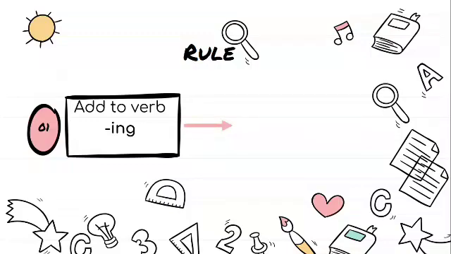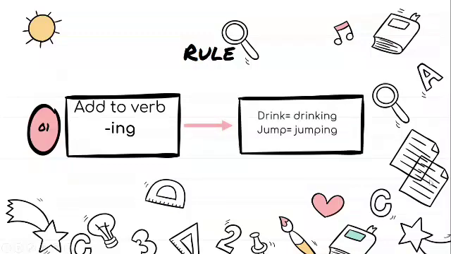Here we are going to see some examples. For example, here we have the verb drink. So if you see there, we added ing. So it is drinking. Then we have jump, and we add ing, jumping. Okay, remember to add to the verb ing. So remember that we use present continuous to talk about actions that are happening in the moment.